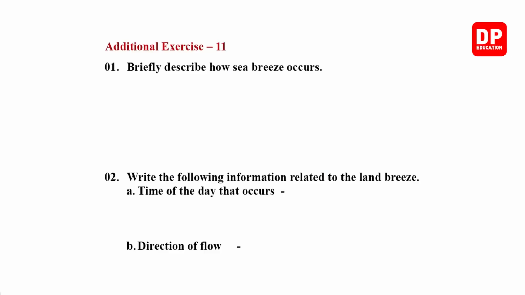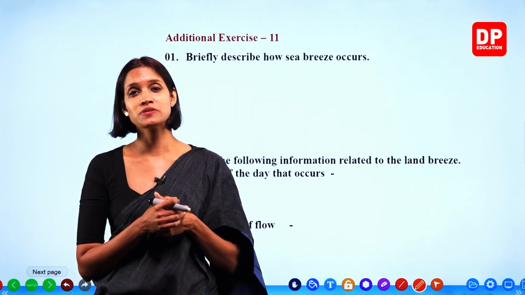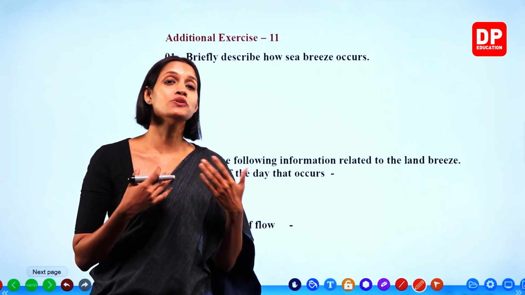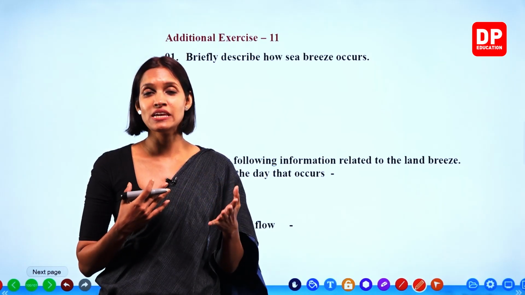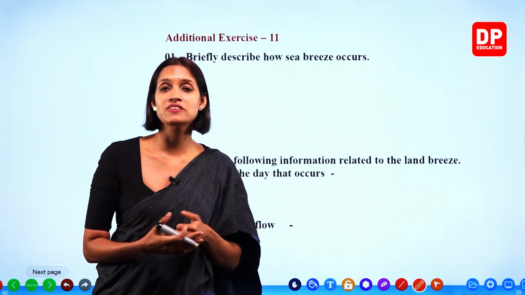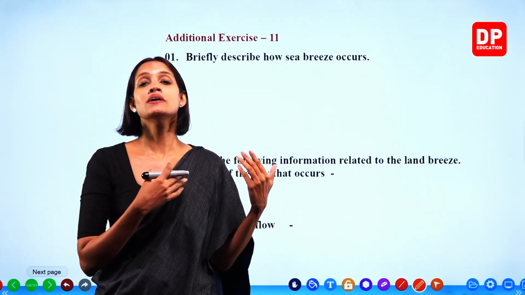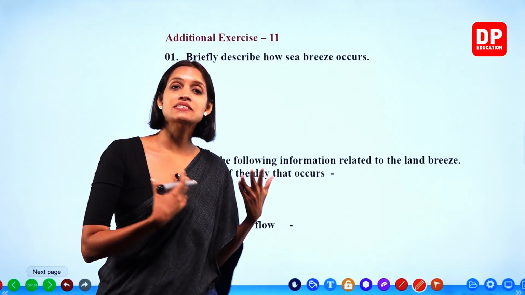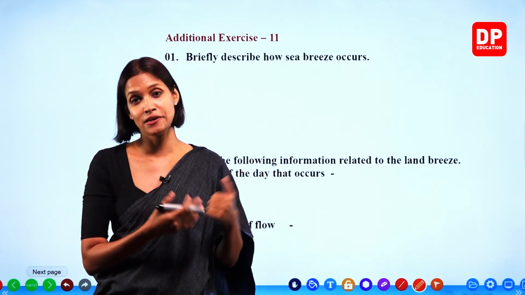Exercise number 11. Briefly describe how sea breeze occurs. Now we described this several times, right? Sea breeze occurs during the daytime. How does this happen, children? During the daytime, the land gets heated up faster because of the sun's heat. Land and sea both get heated up, but land gets heated up faster than sea. So compared to the sea, land's temperature is higher.